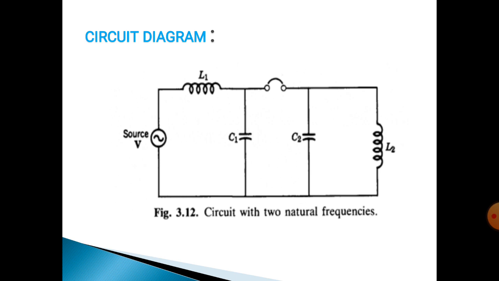This is the basic circuit diagram of double frequency transient, that means it is a circuit with two natural frequencies. V acts as a voltage source. L1 and C1 are considered as the source side, and L2 and C2 are taken as the load side inductance and capacitance. L1 denotes the inductance of the source side. C1 is the stray capacitance on the source side of the breaker. We have considered an unloaded transformer. We can derive the equation of double frequency transients.